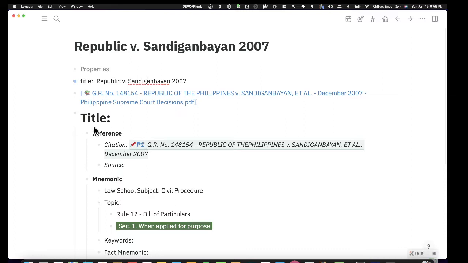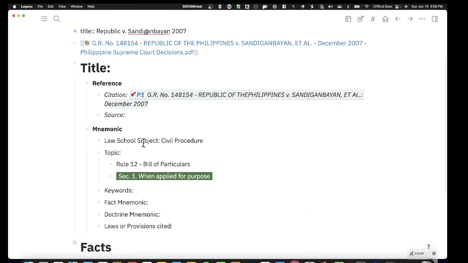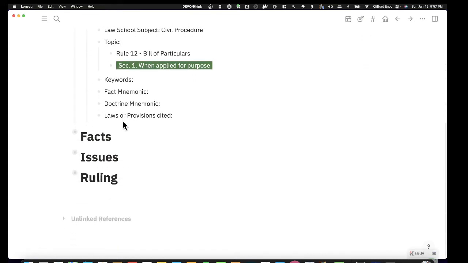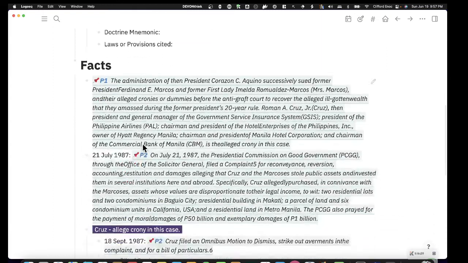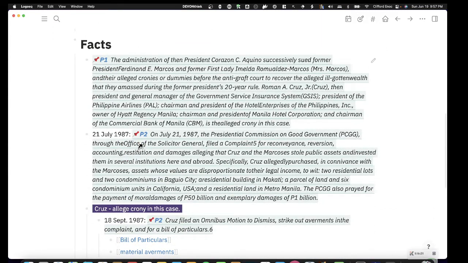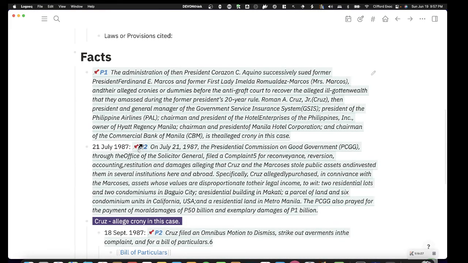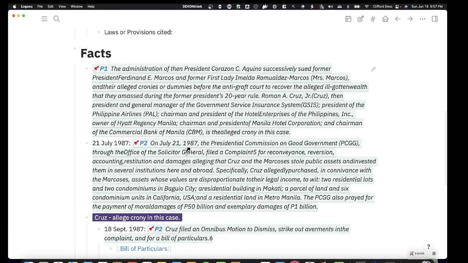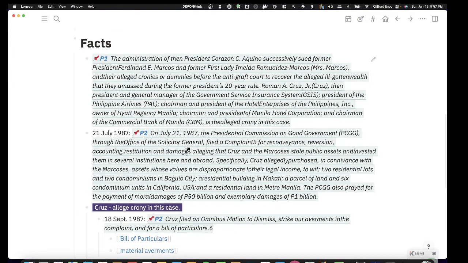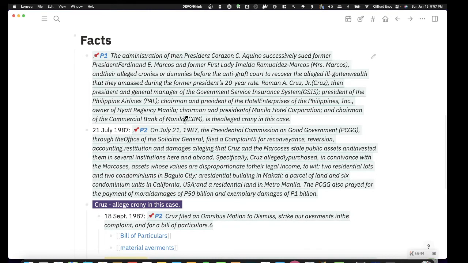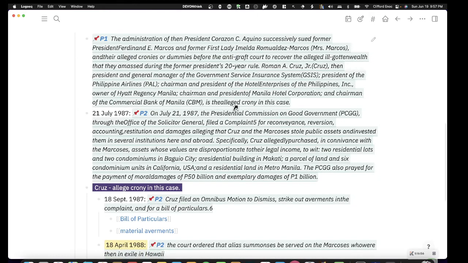And then the title or citation, GR number 148154. So, ano nangyari? What are the facts of the case? Nangyari dito is that during the time of Cory Aquino, naging president siya, the president sued former Marcos and Imelda and alleged cronies, and then ito si Cruz, no? So Roman A. Cruz is the alleged crony in this case.